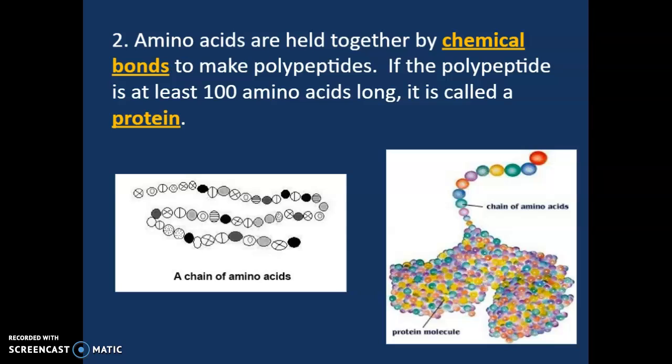So amino acids are held together by chemical bonds to make polypeptides. If the polypeptide is at least 100 amino acids long, it's called a protein. So remember, amino acids are the monomers that make up long chains called polypeptides. And once those amino acids reach at least 100 amino acids in the polypeptide chain, then we will call it a protein, which is a large molecule, or a macromolecule.